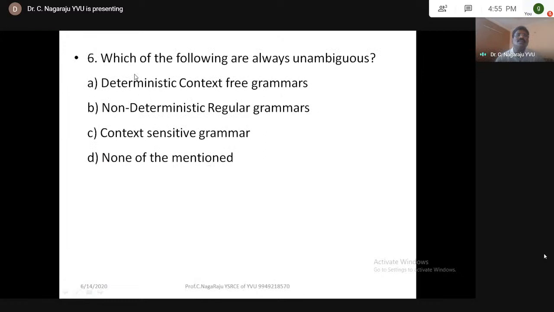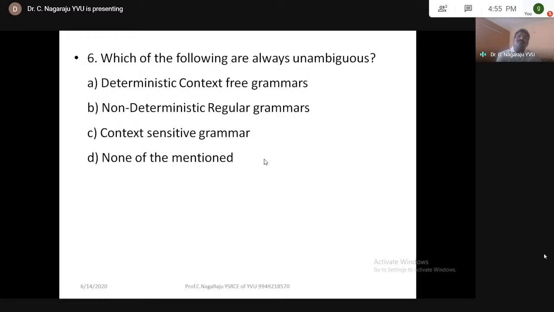Fifth one. And the sixth one. Which of the following are always unambiguous? Deterministic context-free grammar, non-deterministic regular grammar, context-sensitive grammars, or none of the mentioned. So which one is always unambiguous? In the previous class I already explained.